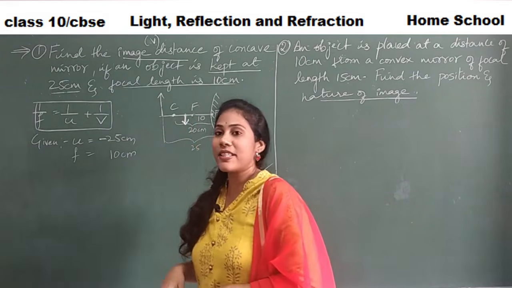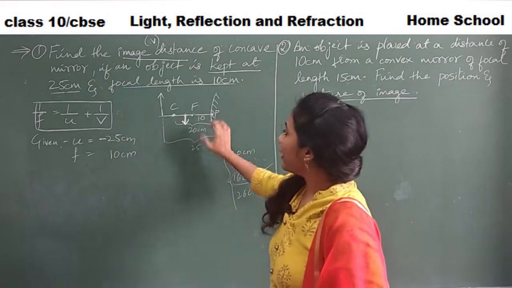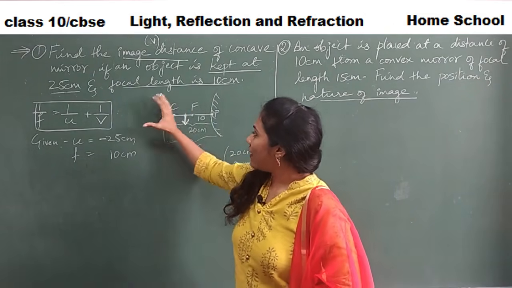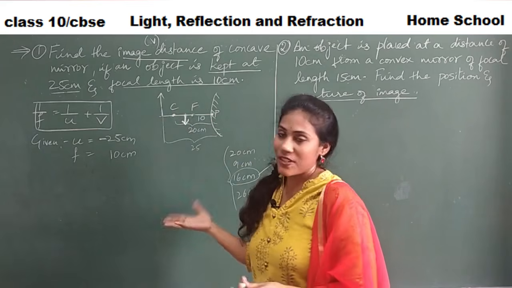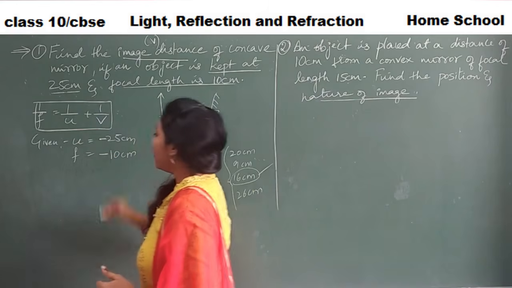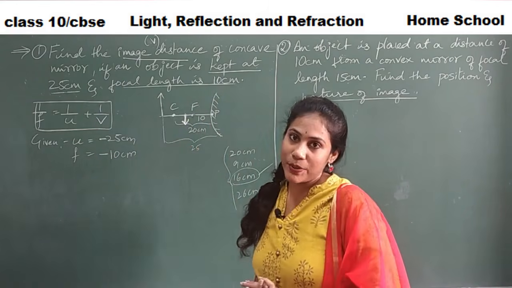Positive sign or negative sign? So in case of concave, where is our focal length coming? Front of the mirror. So all values in front of the mirror have to be taken negative. It's a concave, right? So here the F value will also have a negative sign.